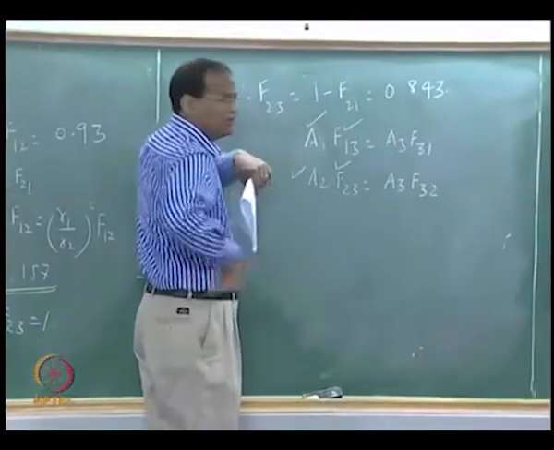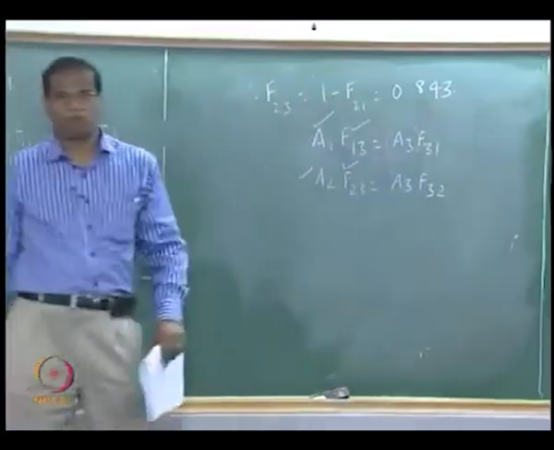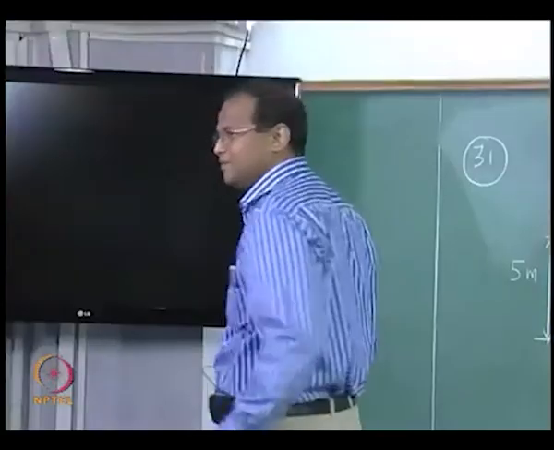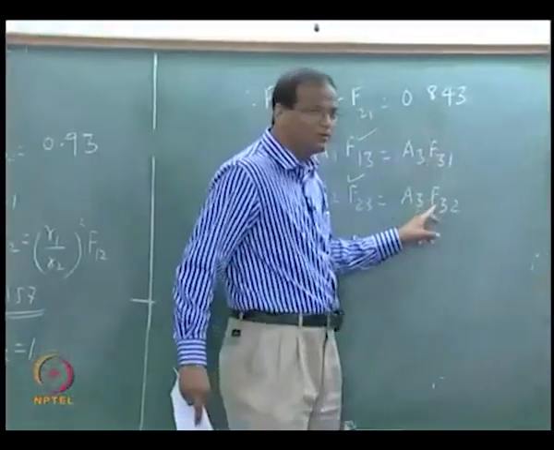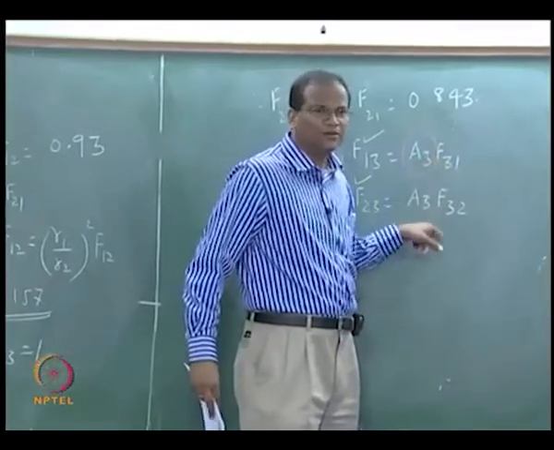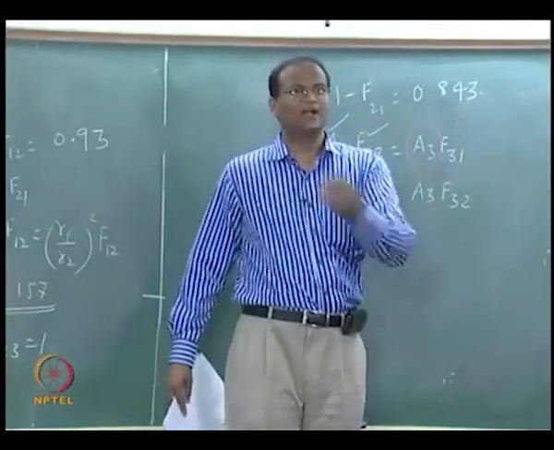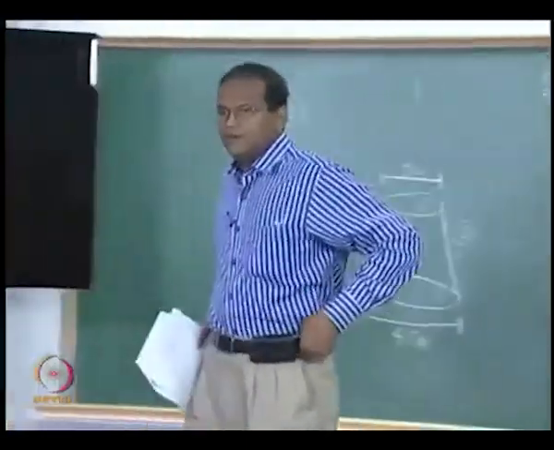Left side is completely known. A3 is not known. A3 you have to find out from your fundas, from your knowledge of geometry. Please do it. If you get A3, you can straight away get F31 and F32. Once you get F31 and F32, F31 plus F32 plus F33 equal to 1, so F33 is 1 minus F31 minus F32, then it is over.